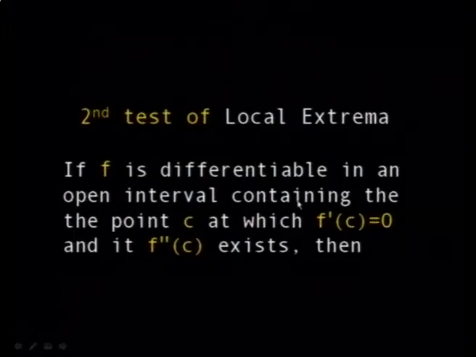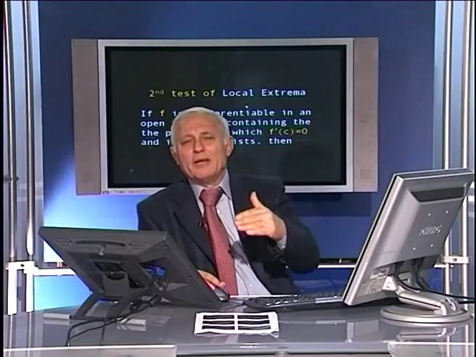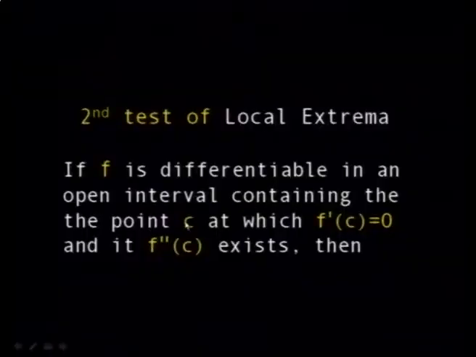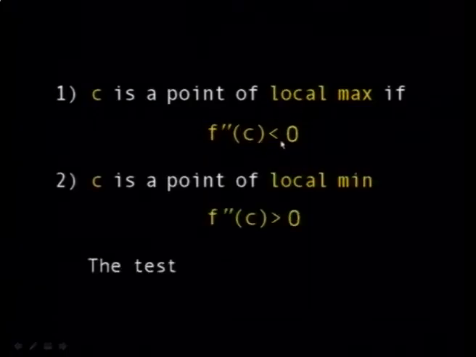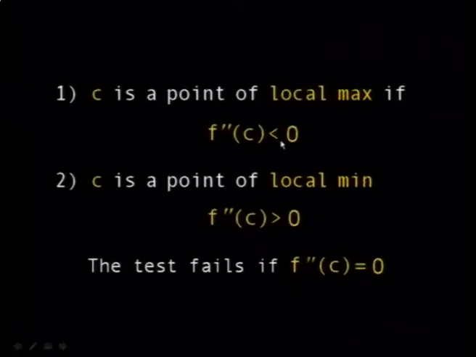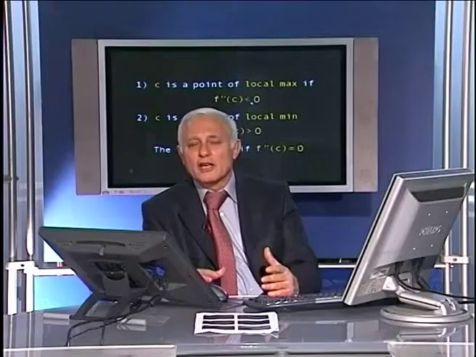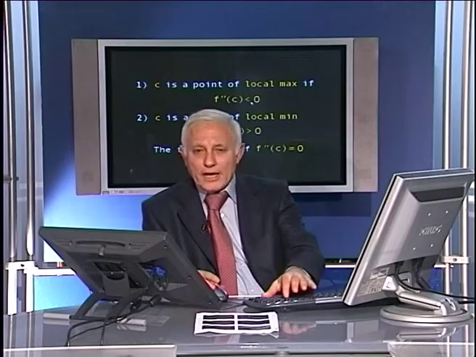If f dash does not exist at the critical point, then surely f double dash does not exist, and you cannot rely on this test. So f double dash must exist, but it's not 0, because the test fails if f double dash is 0. In other words, it is meant to be mainly applied to stationary points. So if f is differentiable in an open interval containing the point c at which f dash is 0, you go pursue the second derivative. If it exists, then if it is a point of local maximum, f double dash is negative, whereas if it is a point of local minimum, f double dash is positive, and the test fails if f double dash is 0. So now you have two tests to check for the existence of a local extrema.